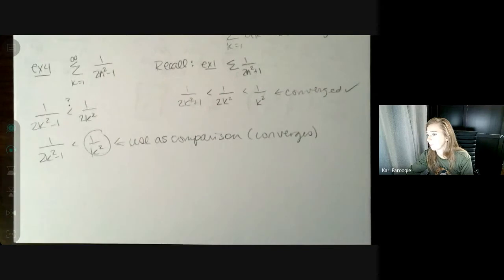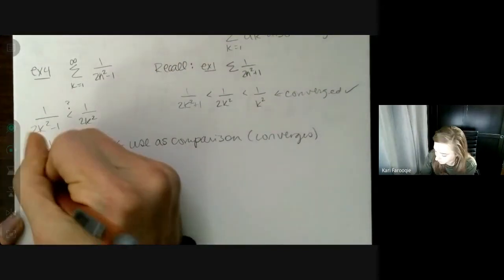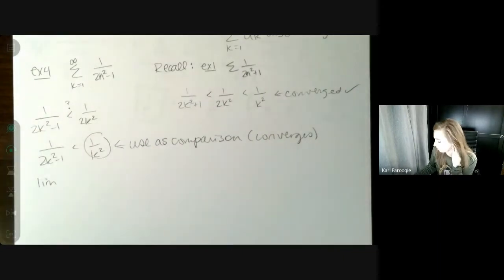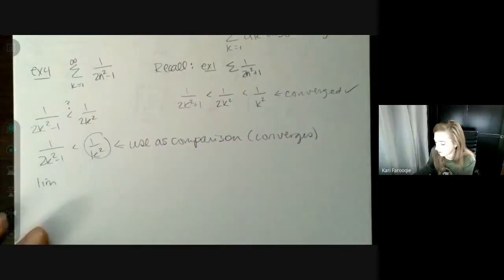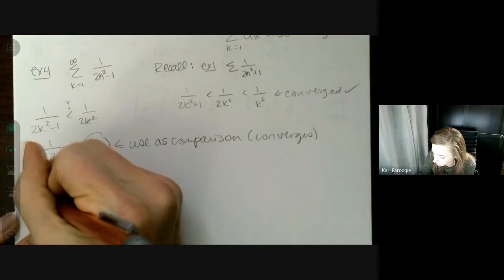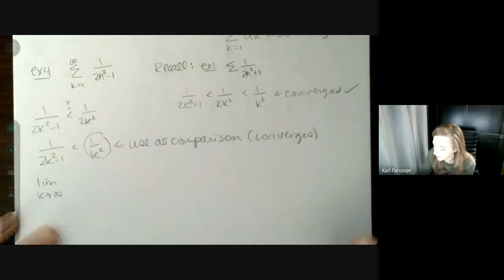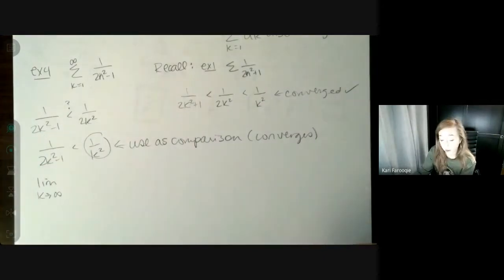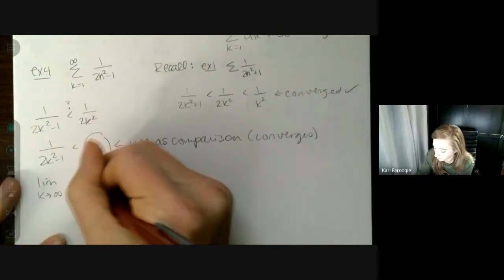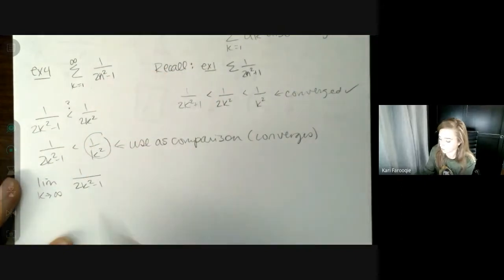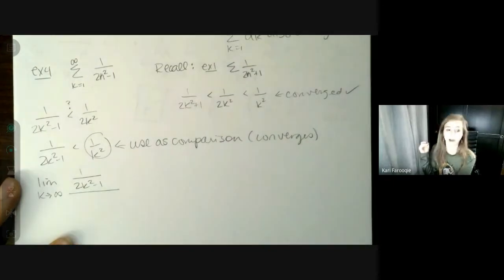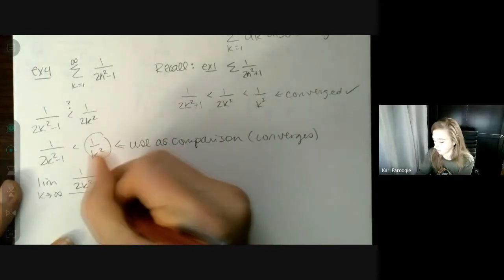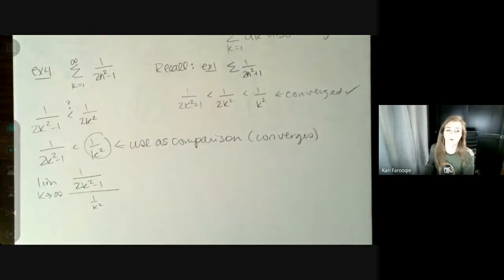Okay, so what we're going to do is take the limit. And if you want to use n or k, it does not matter. I already have it written out as k, so we'll send k off to infinity. We're going to take our series, which is 1 over 2k squared minus 1, and divide it by the comparison series, which is 1 over k squared.